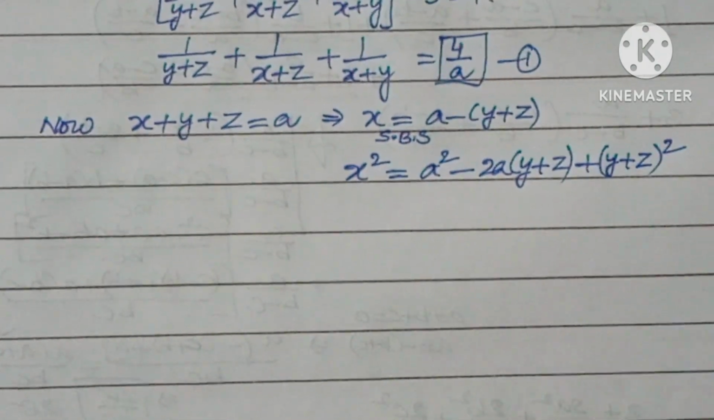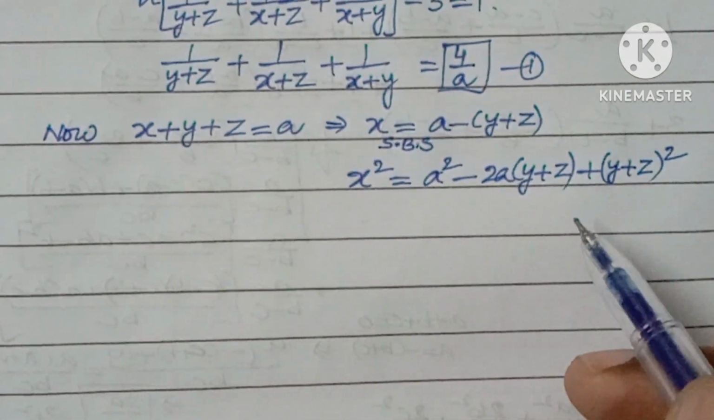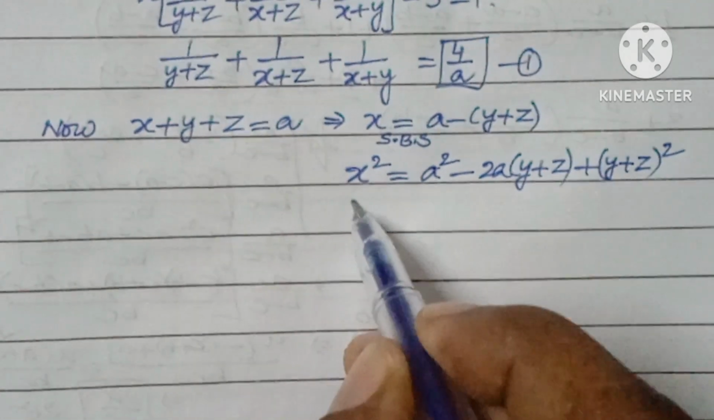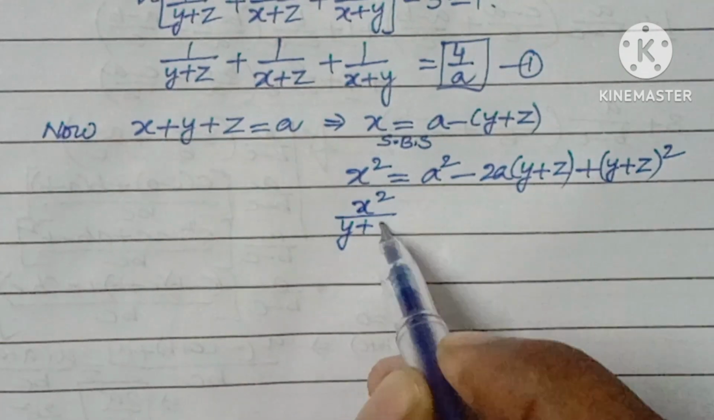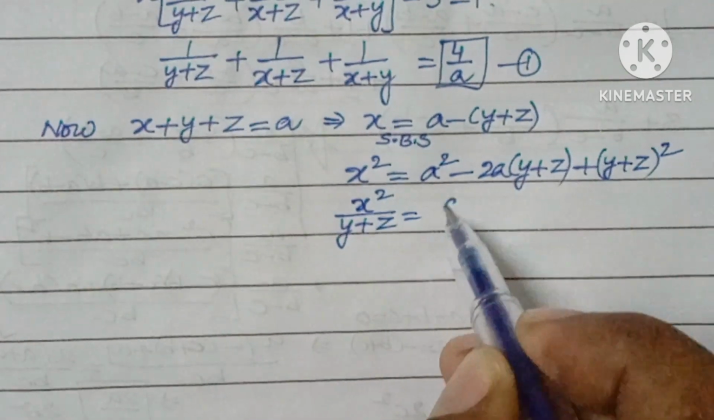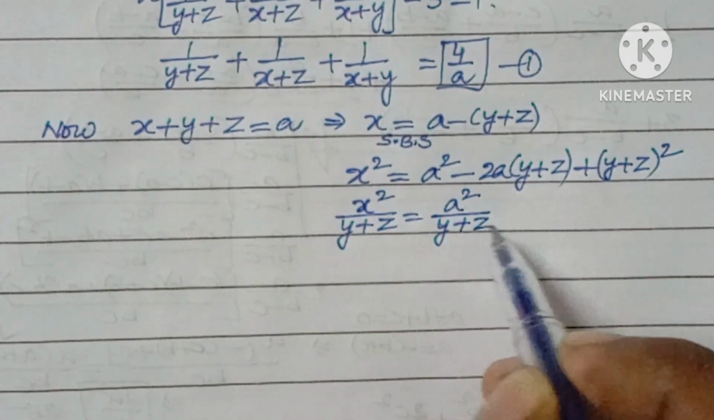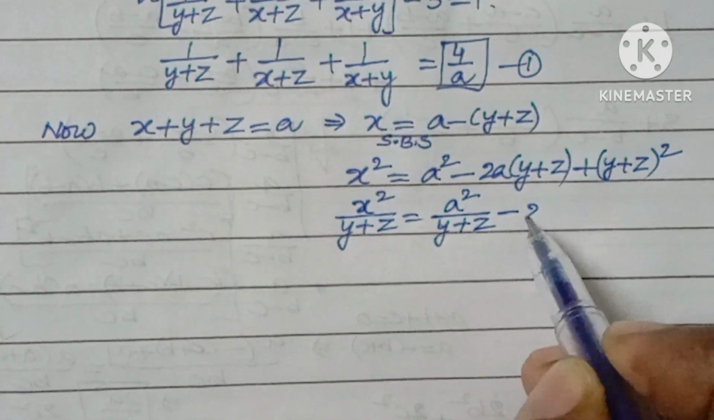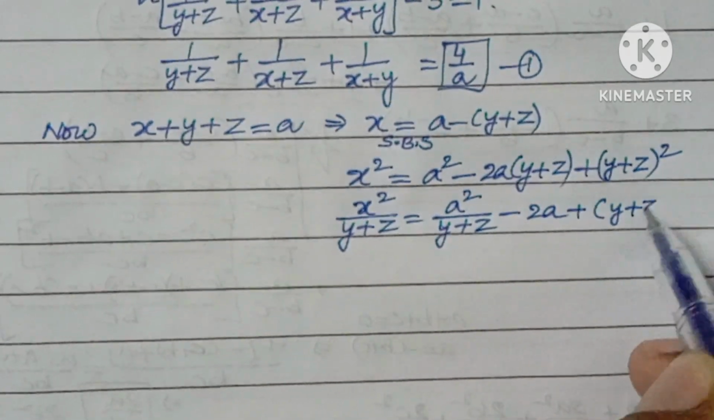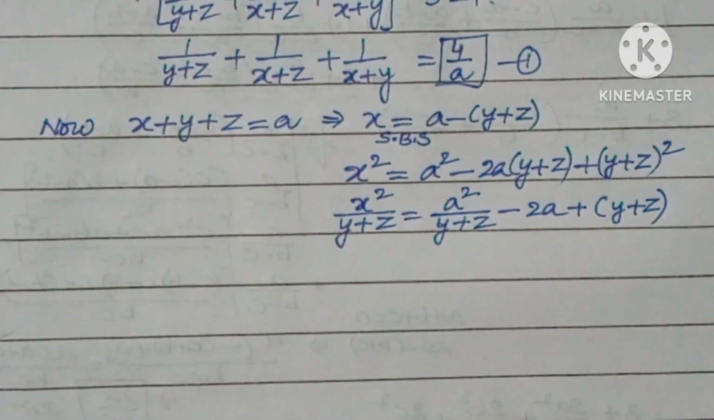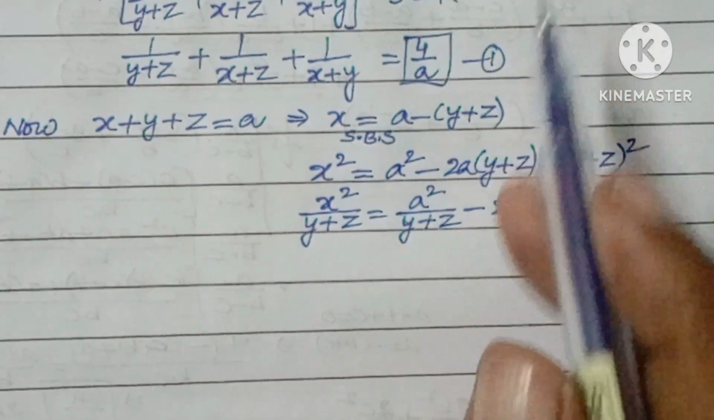Here you are using a square minus 2ab plus b square. So from this, if you divide with y plus z, x square by y plus z is equal to a square over y plus z, minus 2a, plus of y plus z. So here you are getting x square by y plus z, that is required here.